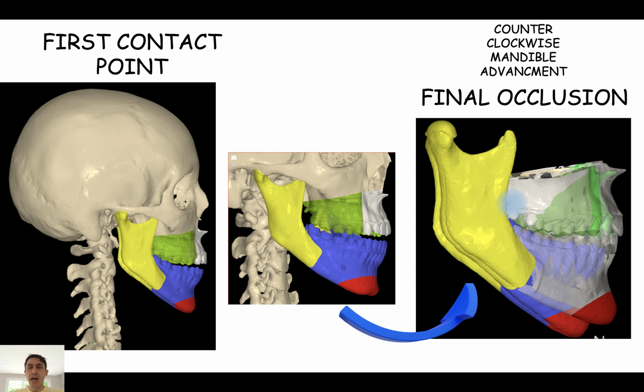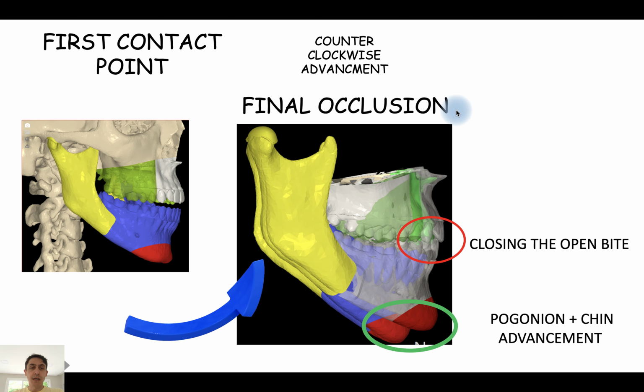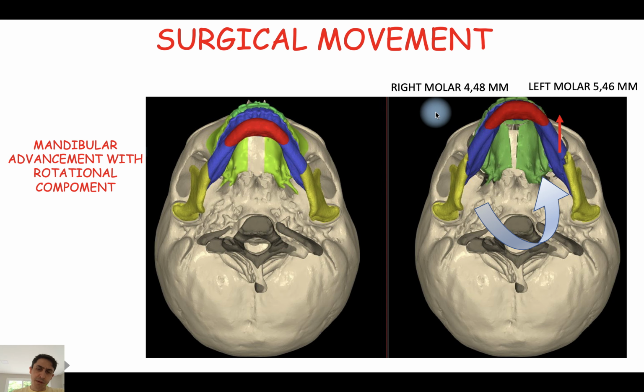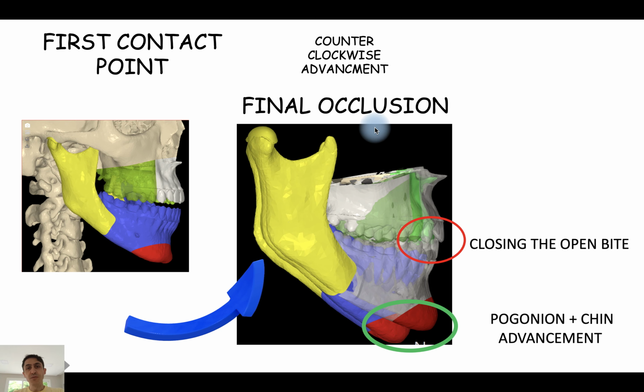And here you go, you have the counterclockwise mandibular advancement to get the final occlusion. Take a look at the movement of the pogonion, the movement of the mandible. All this movement was mainly obtained by closing the open bite. With the closing of the open bite, with the counterclockwise advancement, you got a pogonion advancement.